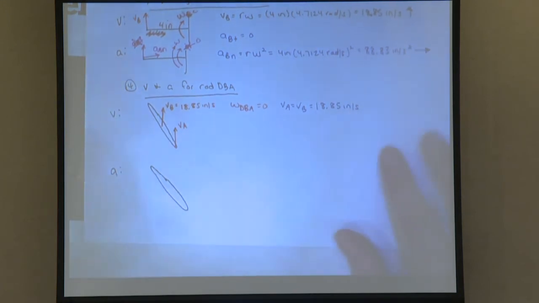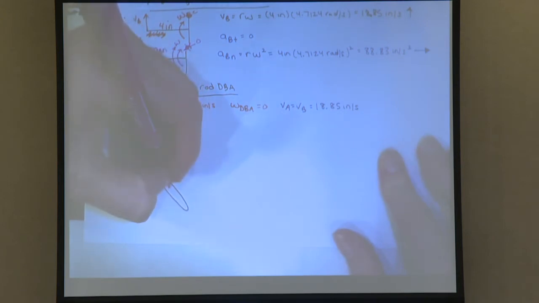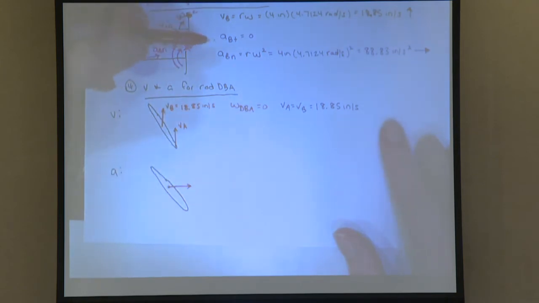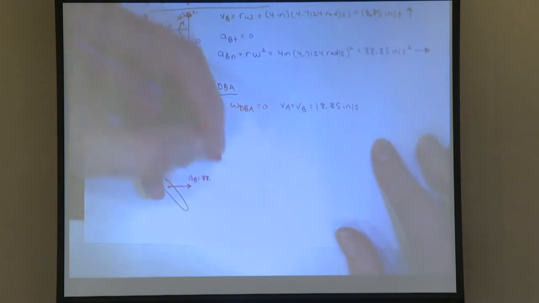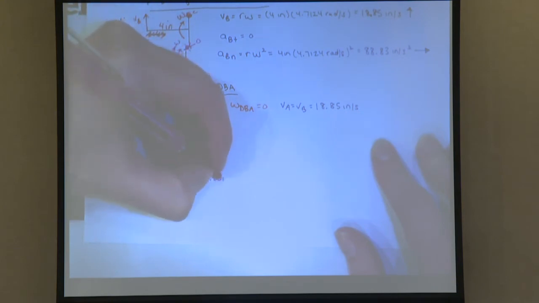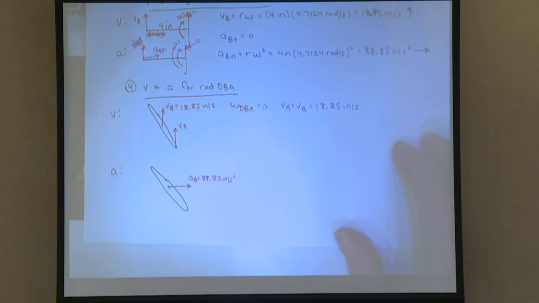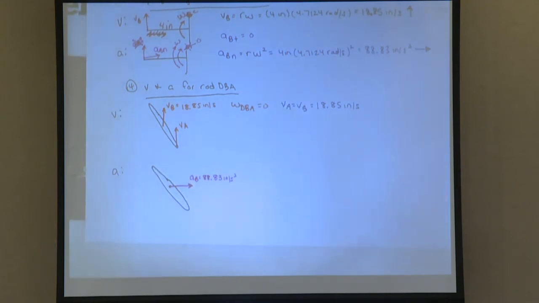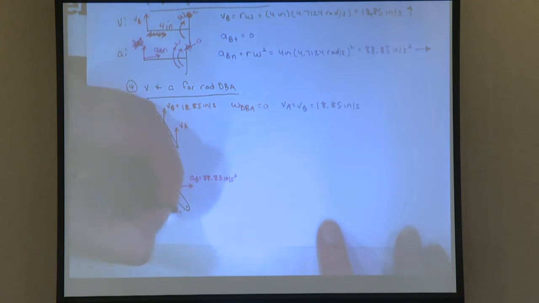So we know that the acceleration of B is going in the x direction, right? Because the tangential was 0. We know the normal is in the x. So we know that AB is 88.83 inches per second squared. Then we need to find the acceleration of point A and the acceleration of point D. So let's start with point A first. So here's my point A.